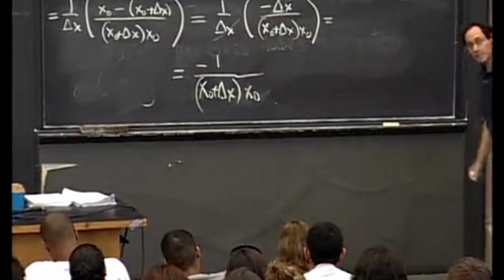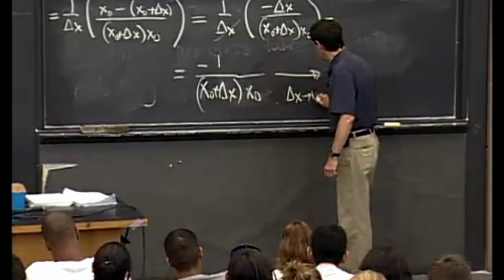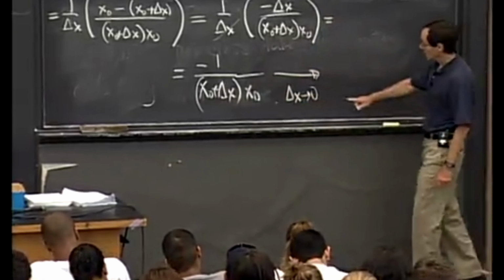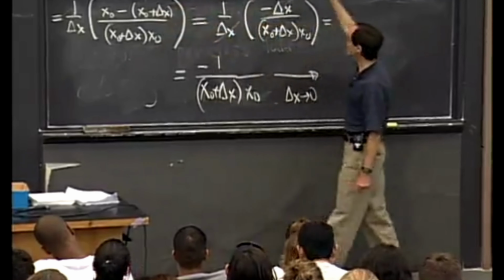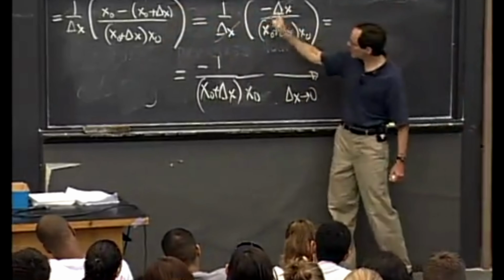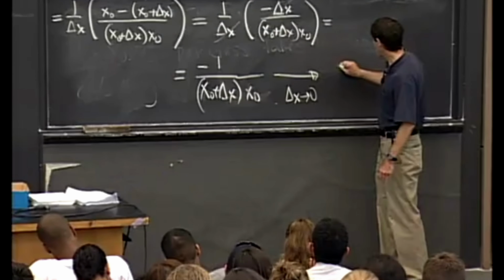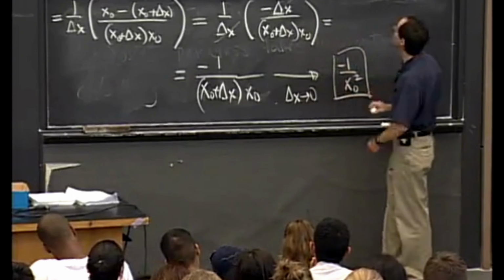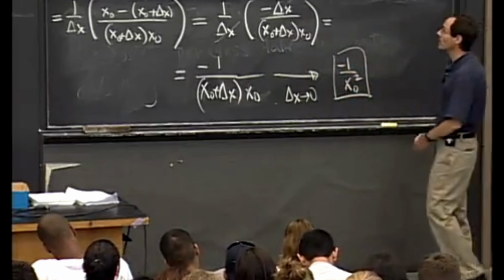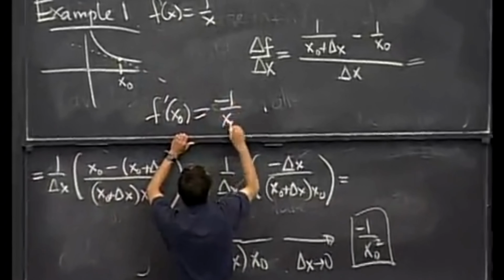And then the very last step is to take the limit as delta x tends to 0. And now we can do it. Before we couldn't do it. Why? Because the numerator and the denominator gave us 0 over 0. But now that I've made this cancellation, I can pass to the limit. And all that happens is I set this delta x equal to 0, and I get minus 1 over x0 squared. All right, so that's the answer. In other words, what I've shown, let me put it up here, is that f prime of x0 is minus 1 over x0 squared.